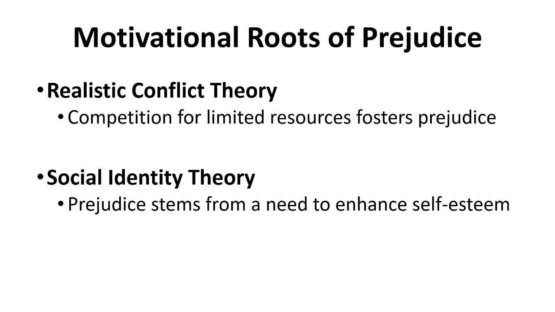We're going to talk about two theories, the realistic conflict theory and the social identity theory, to try and figure out what's going on to drive this prejudice. The first, the realistic conflict theory, basically states that competition for limited resources fosters prejudice. If you are actively in conflict for something, and it's either my group gets it or another group gets it, then you might start thinking negatively of that other group because there's the potential that they're going to get something that you don't get.